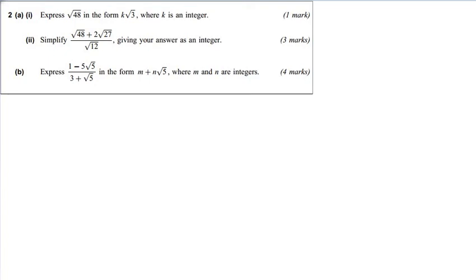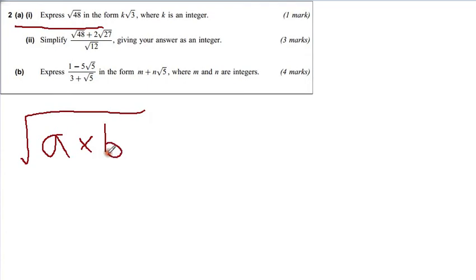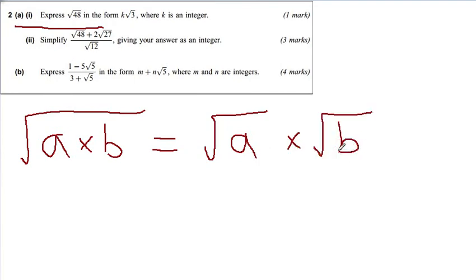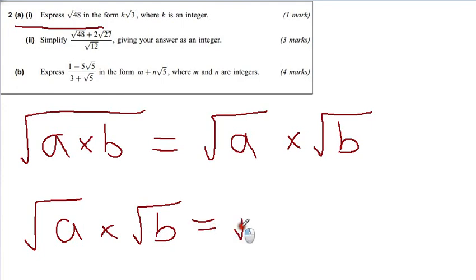Welcome everybody to question 2, which is a surds question. So let's briefly go over our surds rule. If we have a surd of a times b, that is exactly the same as the square root of a, or the surd of a, times by the surd of b. And we can times surds together like so, the other way around.